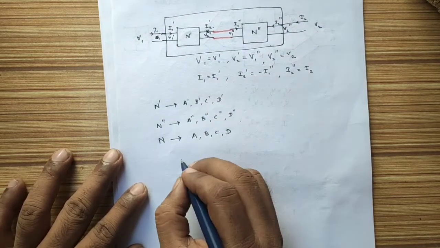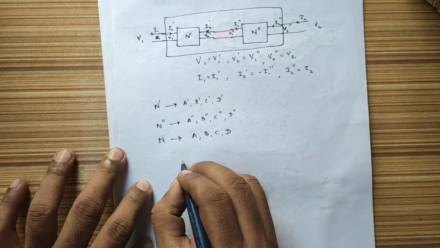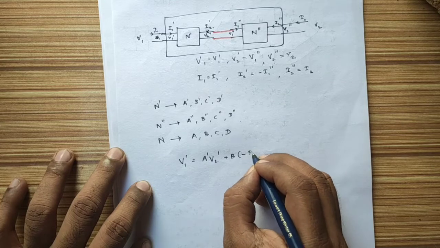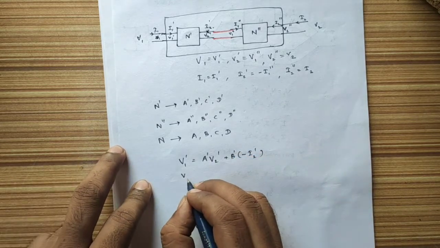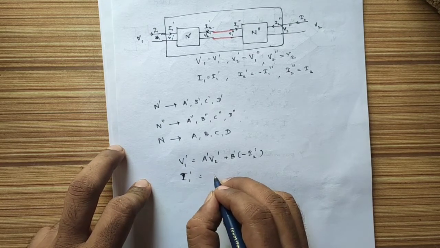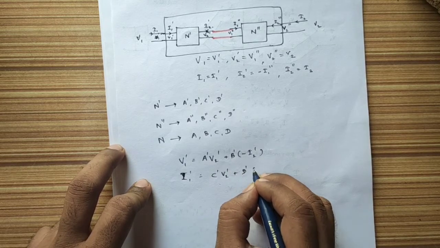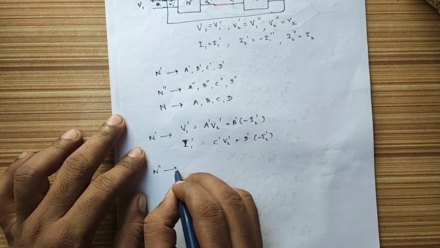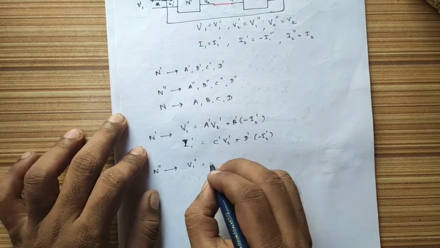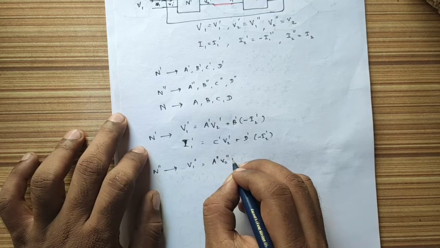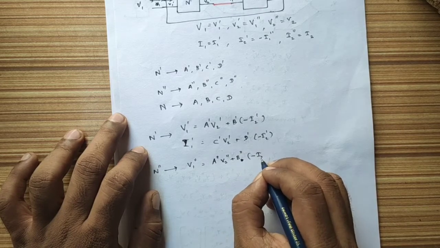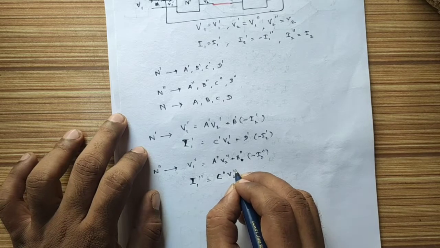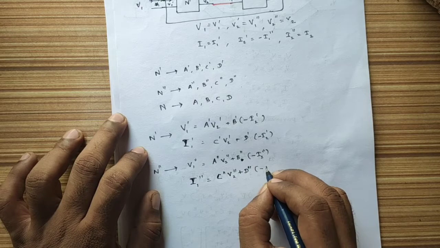Now the ABCD parameter equations for N dash network are V1 dash equal to A dash V2 dash plus B dash into minus I2 dash, and I1 dash equal to C dash V2 dash plus D dash into minus I2 dash. For N double dash network the same equations are repeated with double dash: V1 double dash equals A double dash V2 double dash plus B double dash of minus I2 double dash. The second equation is I1 double dash equal to C double dash V2 double dash plus D double dash of minus I2 double dash.